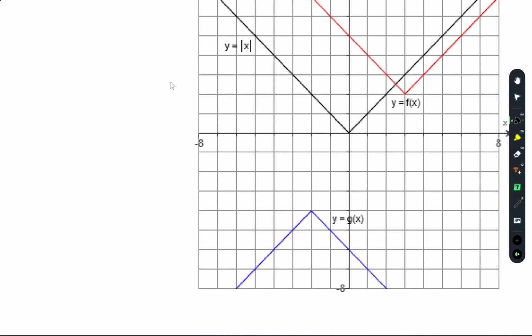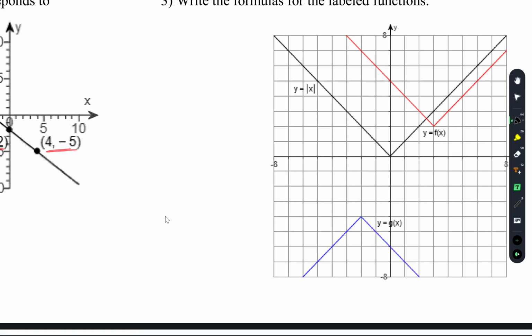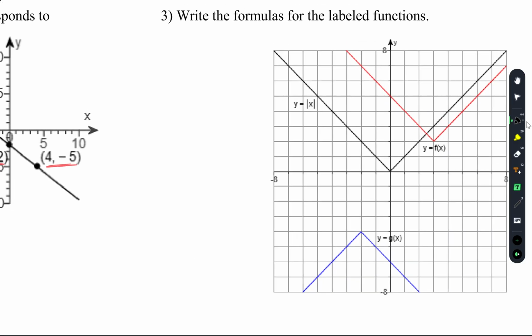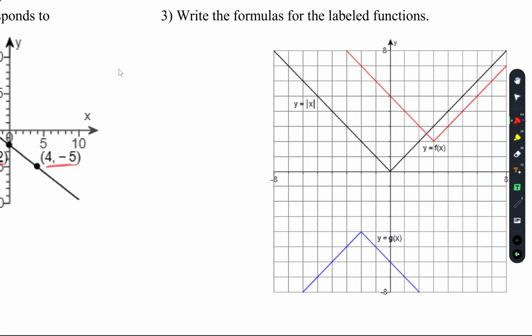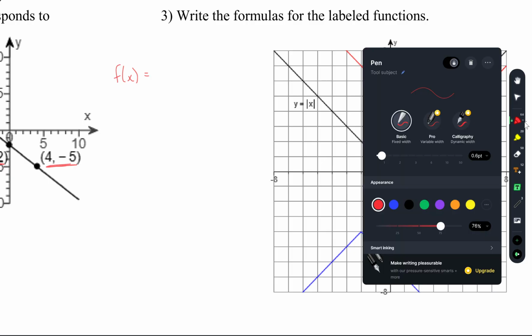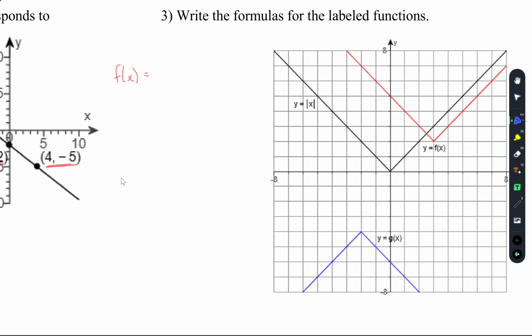Okay, now we got some absolute value graphs. So they have y equals absolute value x, and then you have to come up with a function for the red one and the blue one. So for f of x and g of x. So come up with a function for f of x and g of x. See if you can do it. I think you guys can. Okay, ready, go. Work with your people.